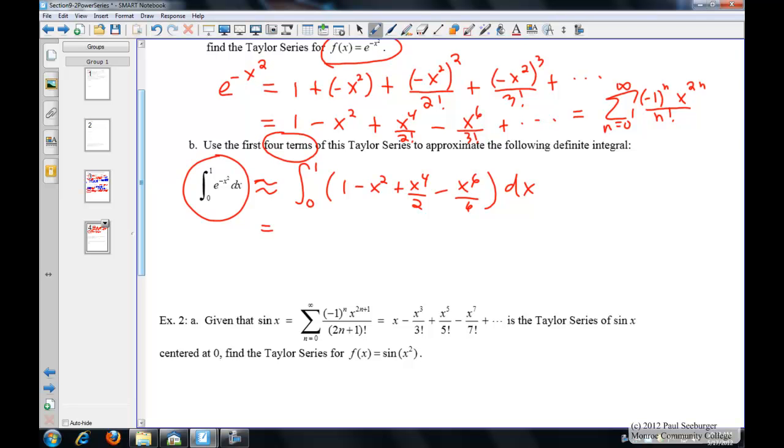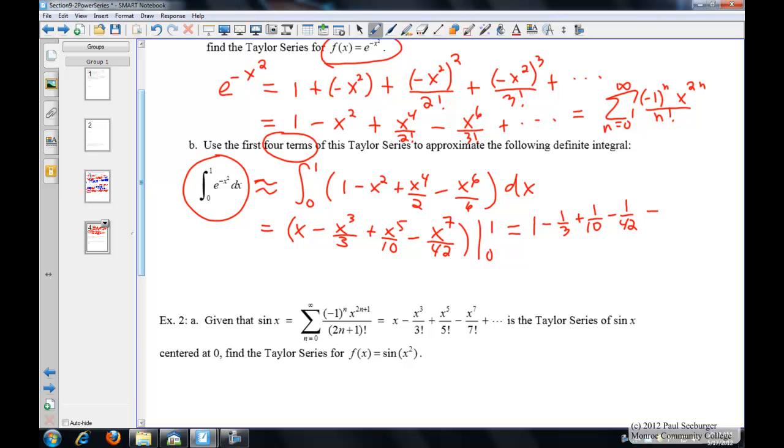We end up with that's equal to antiderivative of 1 is x. Antiderivative of minus x squared is minus x cubed over 3 plus x to the 5th over 10 minus x to the 7th over, whatever 6 times 7 is. All right, that goes from 0 to 1. And let's see here. Putting the 1 in, this is pretty straightforward. We like 1s and 0s. So we get 1 minus a 3rd plus a 10th minus 1 over 42.